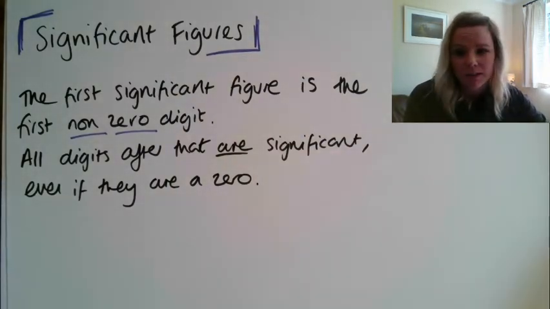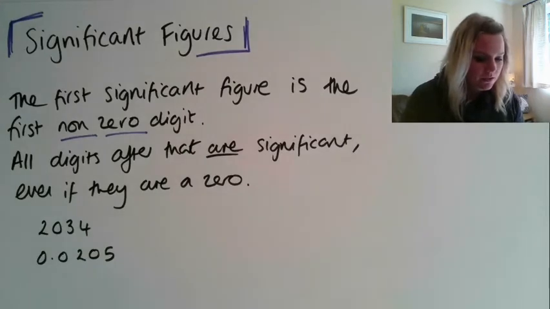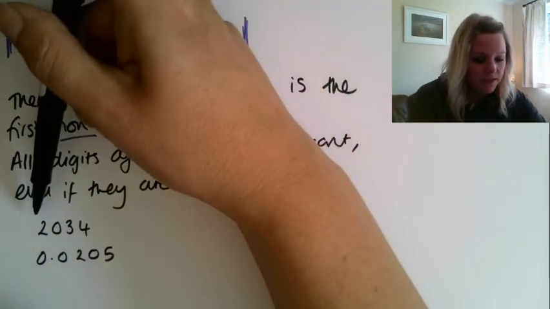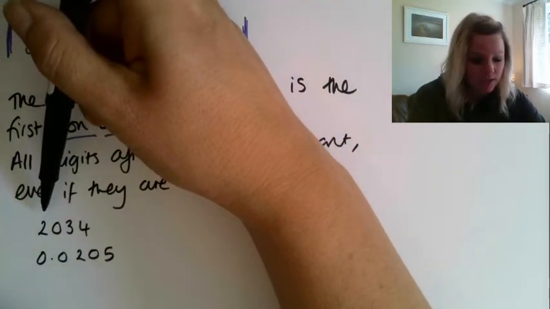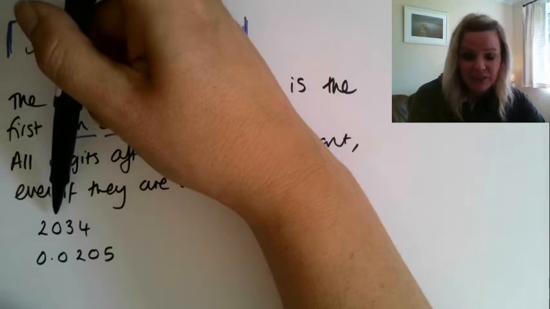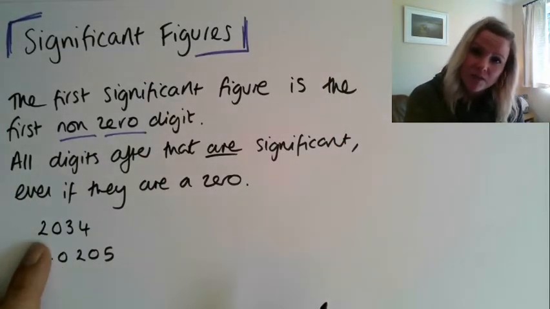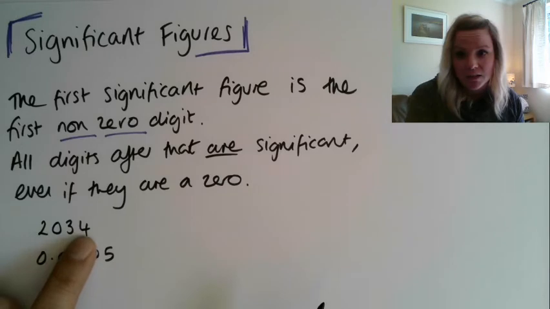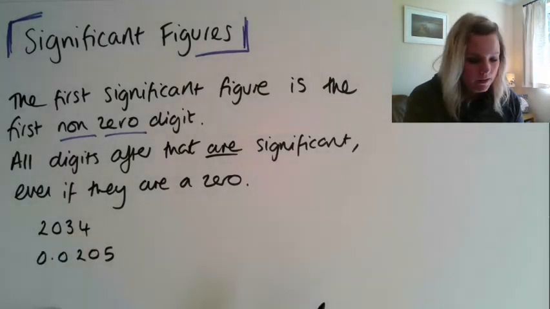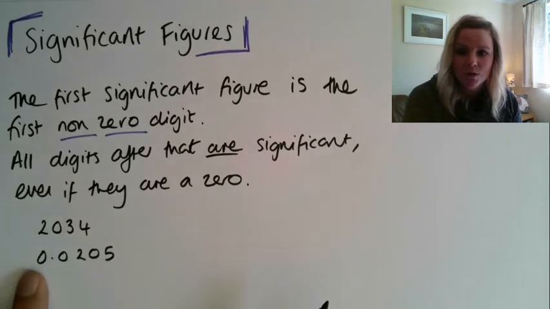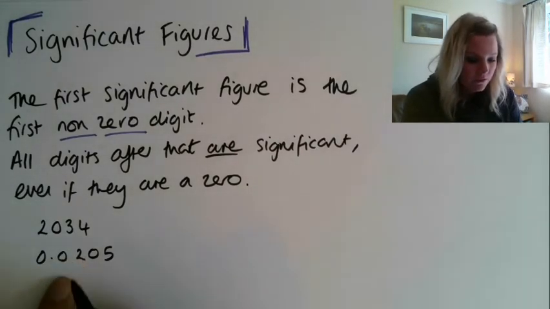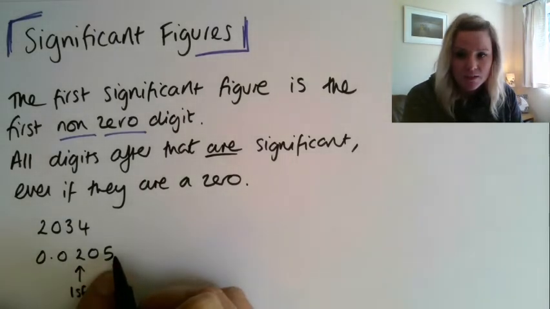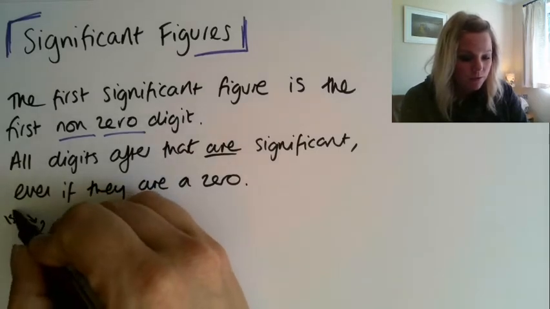Okay, so let's look at a couple of little examples. Right, so I've got two down here. In this number here, 2034, the first significant figure is this 2 because it's the first non-zero digit. The 0 is a second significant figure, because it has come after another significant figure, so it is significant even though it's a 0. The 3 is the third significant figure, and the 4 is the fourth. In this number here, the 0.0205, the 2 is the first significant figure, this 0 is the second, and the 5 is the third. Okay.